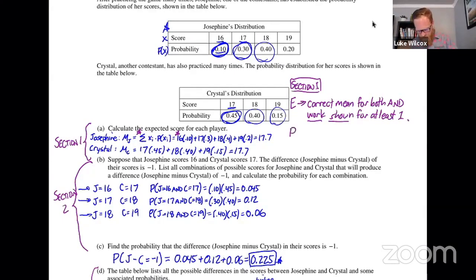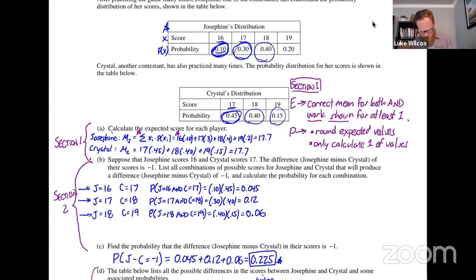Now, partially correct would be if you made like a little bit of a mistake. One of the mistakes that students often make is that they round expected values. You do not want to round expected values or a mean. You can leave that as a decimal. It should stay as 17.7, not 18. And then one of the other errors that students sometimes would make on this problem is if they only calculated one of the expected values. So those are a couple of different ways that you could end up with a partially correct. Anything else would be an I for incorrect.